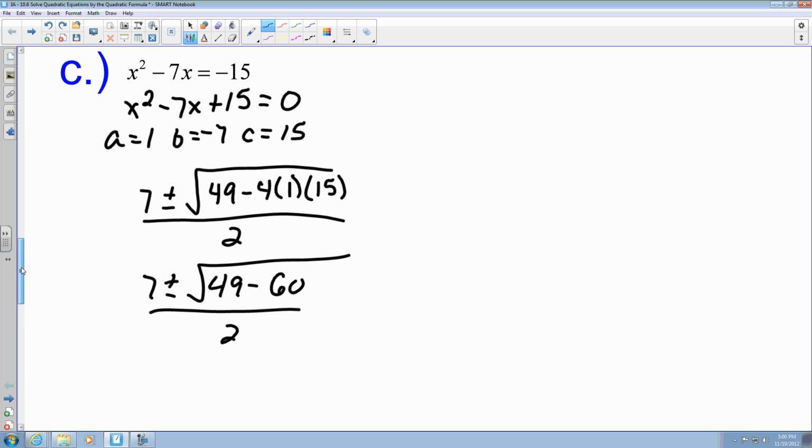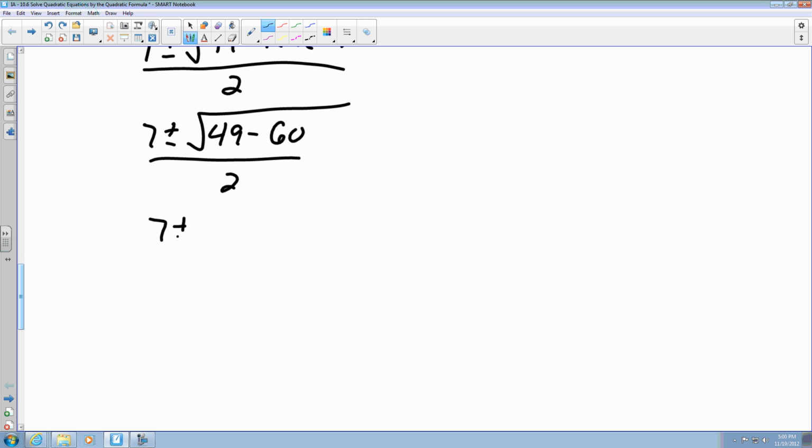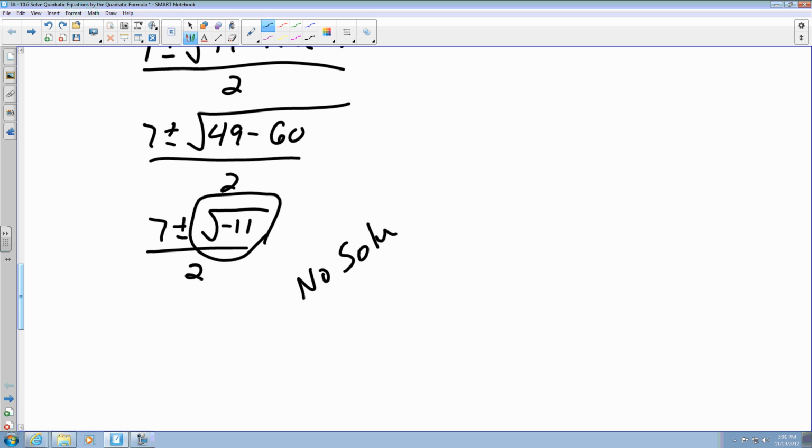So now I have 7 plus or minus the square root of negative 11 all over 2. I see a problem. I see that I have a negative square root. I can't do that. So since I cannot do that, I know without a doubt that this equation has no solution for x. And what we've learned in other chapters is that when we graph it, the quadratic does not cross the x-axis, so we would not have any x-intercepts.